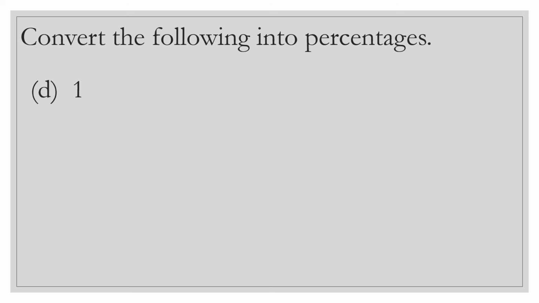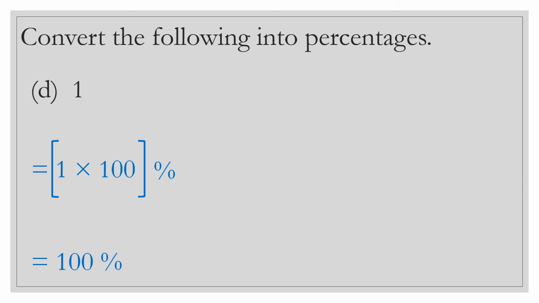Let us solve one more question. Question number D. Convert 1 into percentage. Now tell me what we have to do in this question. Yes, multiply the whole number by 100 and put the percentage symbol. That means write 1 multiplied by 100 in bracket and put the percentage symbol after bracket. Now do the multiplication. 1 hundred is 100, so we get 100%.